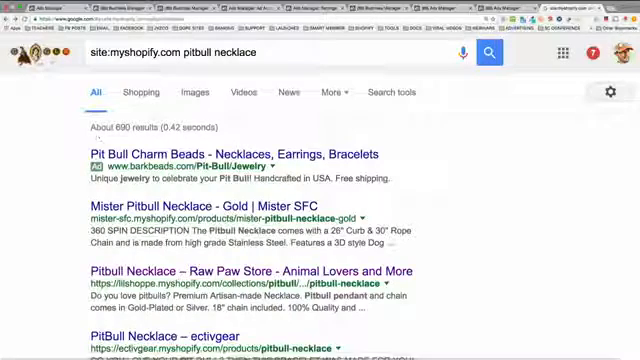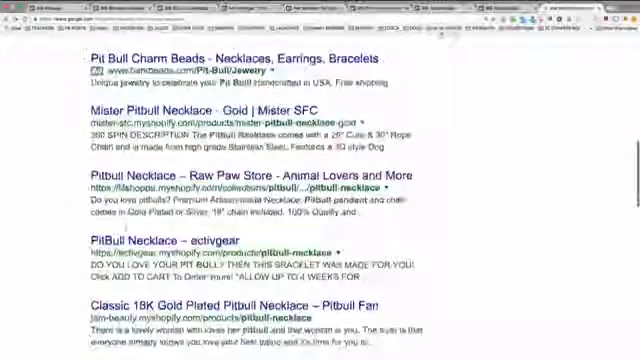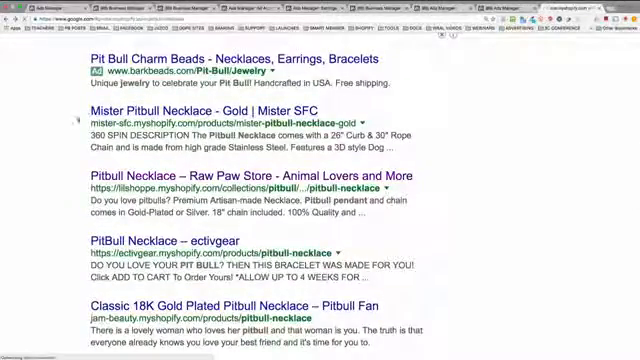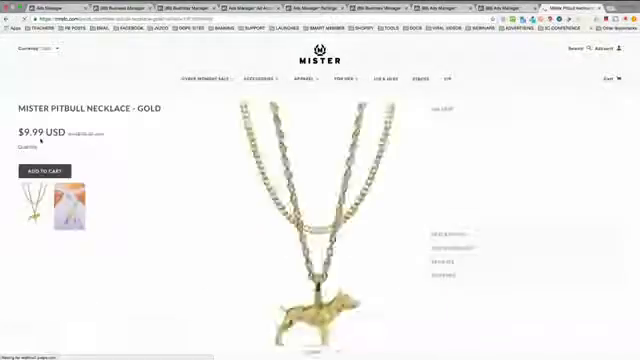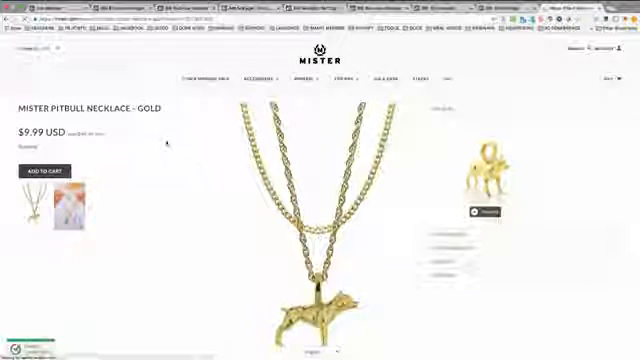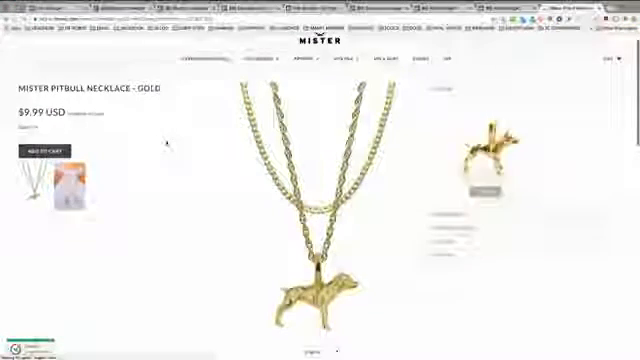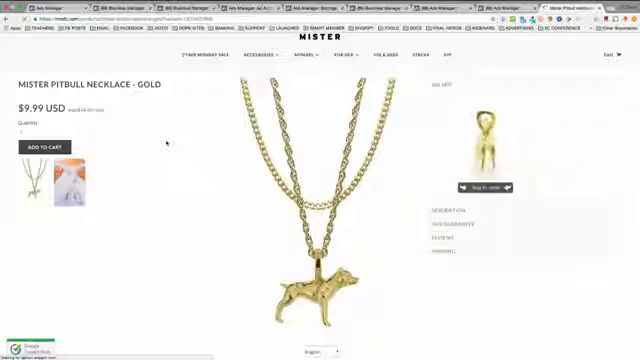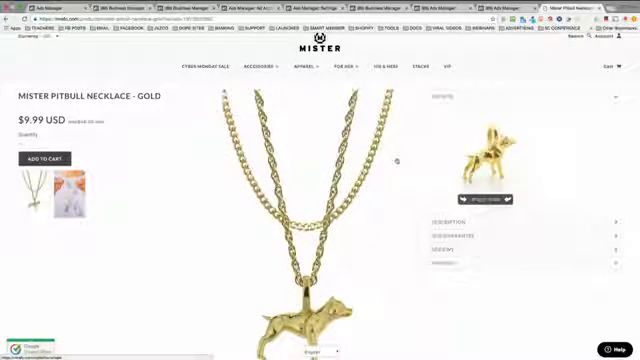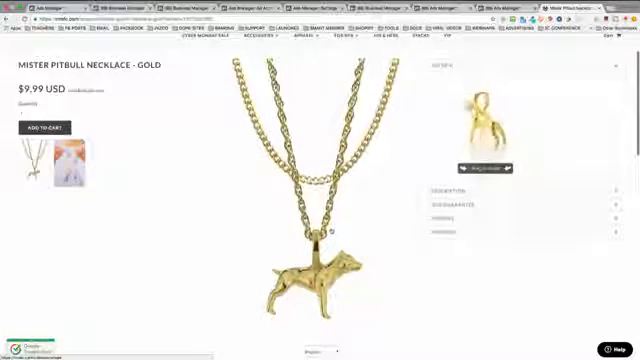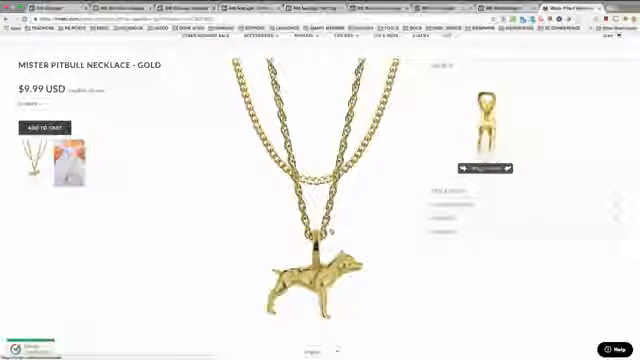You can start looking at stores. Just start going through the list and seeing what they have out there, and what other people are selling. Here's a site called Mister, and look, they've got a gold Pitbull necklace. So here's somebody who's selling this necklace for $9.99, and they're going to target people with a Facebook ad who are basically owners of a Pitbull dog. It's that simple.